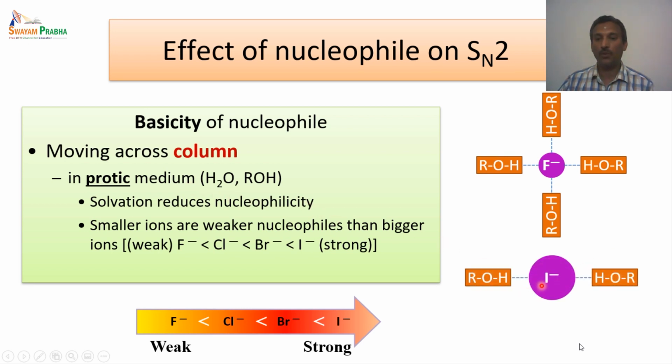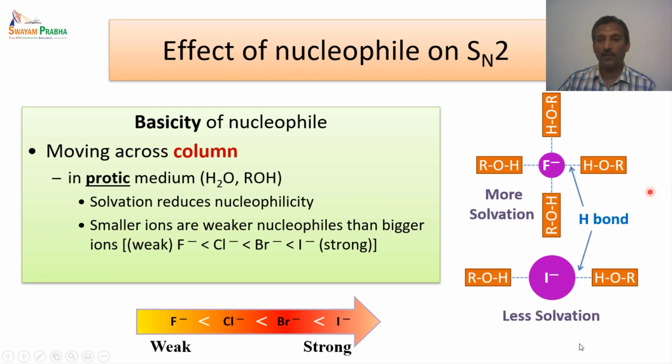And if we talk about iodide, iodide is so big that only one or two molecules of water or alcohol are solvating it. In other words, iodide is a much stronger nucleophile under these conditions. So the more solvation leads to stronger hydrogen bond. In other words, the nucleophilicity of this F minus reduces in a protic solvent.